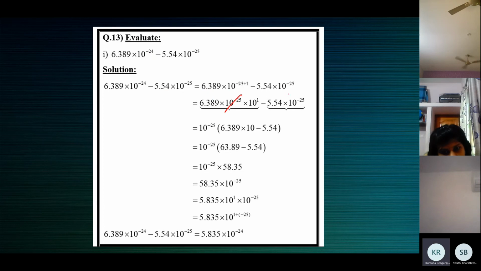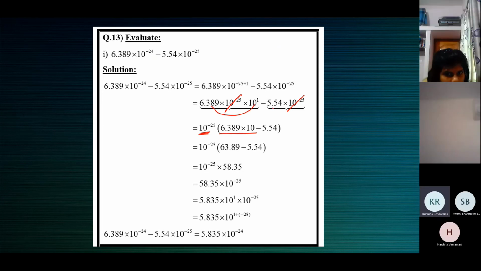Now 10 to the power minus 25 is common in the two parts. Bring it out. 10 to the power minus 25 common. Write the remaining things. 6.389 into 10 minus 5.54. Now 6.389 into 10. What's the product? 63.89 minus 5.54. When you subtract these two, you get 58.35.